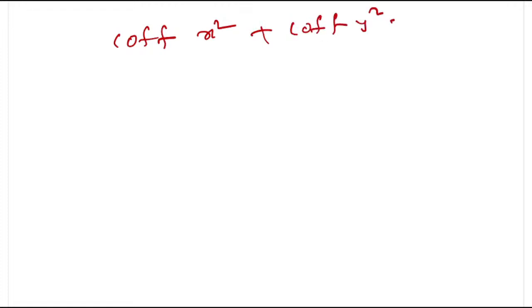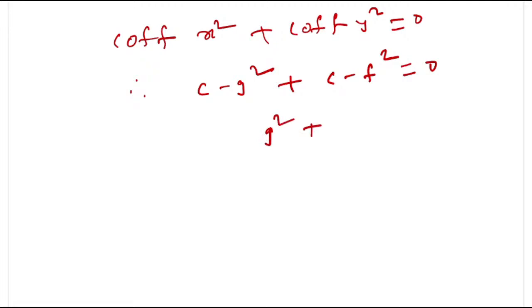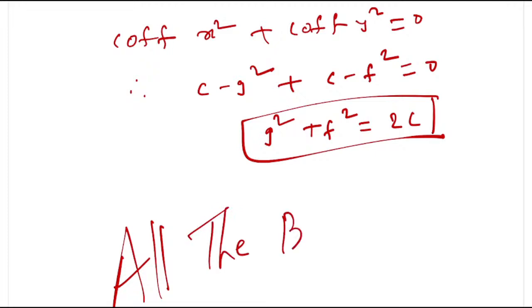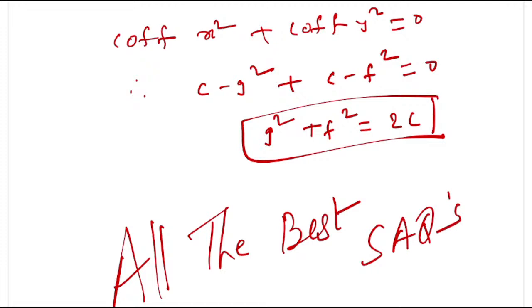Therefore, condition for perpendicularity, what? Coefficient of x square plus coefficient of y square is equal to 0 from the pair of straight lines. c minus g square plus c minus f square is 0. So g square plus f square is what? 2c. This is the condition when those two tangents are perpendicular. So with this, SAQs are finished.